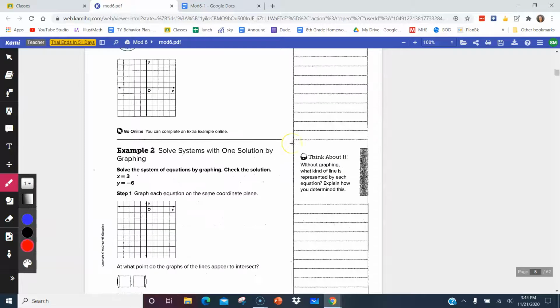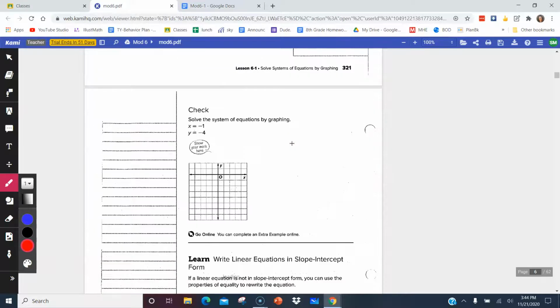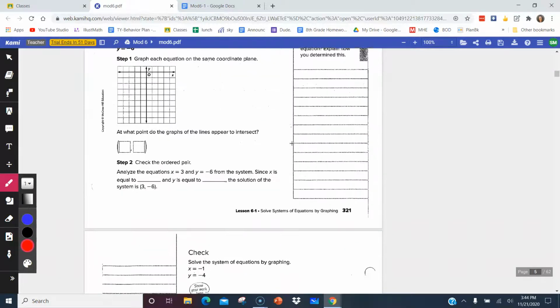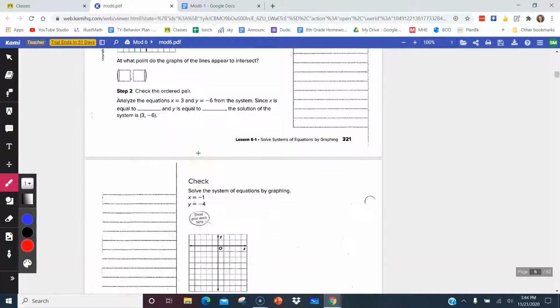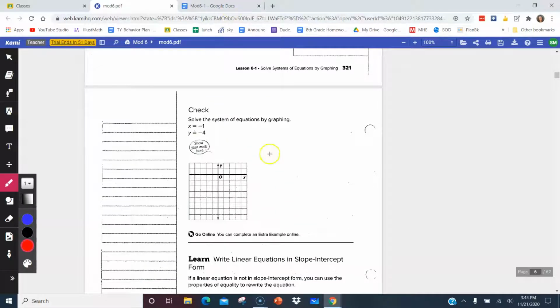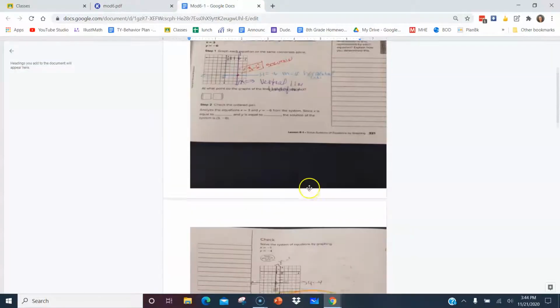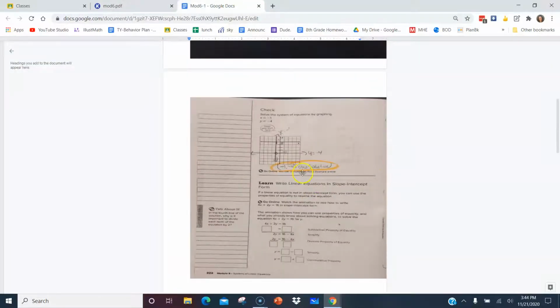All right, so when you graph those equations, you'll find one solution. That's what we're trying to do here. Now, this check is over here. I did do this, yes. X equals -1 is a vertical line. Y equals -4 is a horizontal line. Again, where are they intersecting? That is the solution. -1, -4, that is the solution.